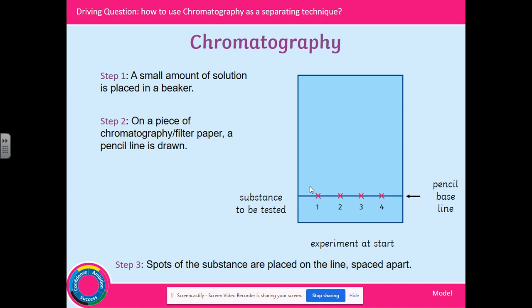Step three, spots of the substance are placed on the line, spaced apart. Now, it is very important for us to separate these spots because guess what? The inks will separate and spread out into the paper, and we do not want the colors to be mixing as they go up the paper.